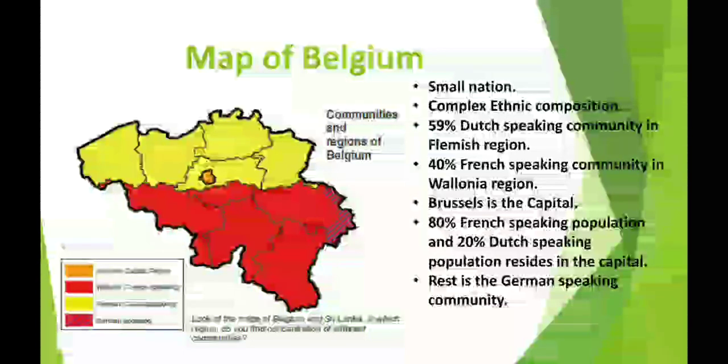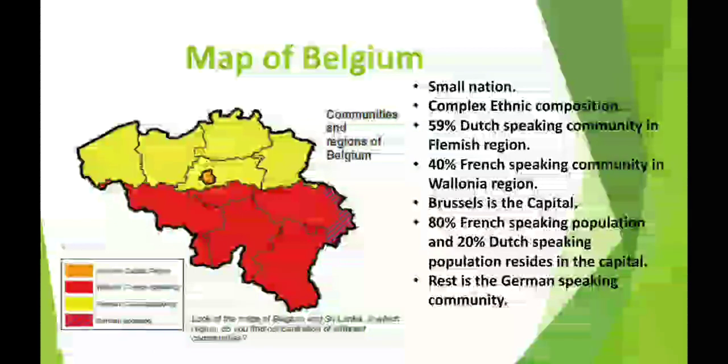So as we can see here, 59% of the Dutch speaking population lives in the Flemish region and 40% of the French speaking lives in the Walloon region. Both these communities live in a mixed composition in the capital called Brussels. Now there is a special condition in this nation. Though the Dutch acquire a majority throughout the nation, they are a minority in the capital Brussels. Whereas the French, which is a minority throughout the nation, gains a majority in the capital.